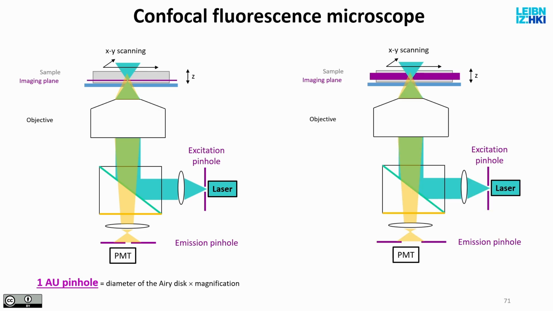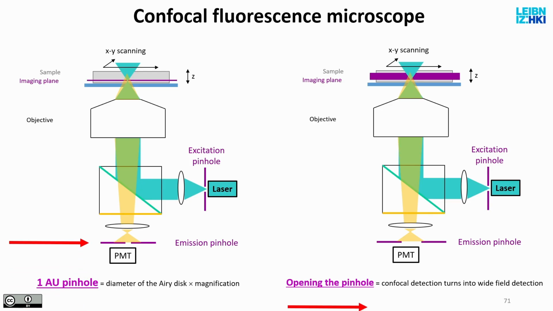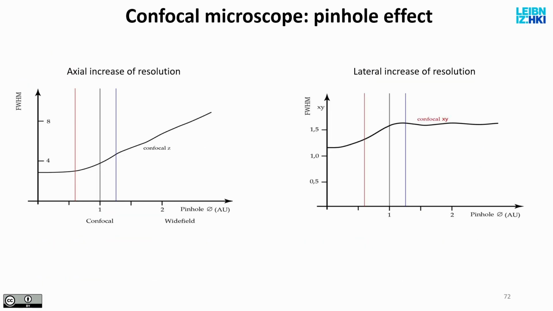Now, if you open your pinhole to 3, 4, 5, 10 airy units, what you will end up with is simply a wide field microscope. So you can use a confocal microscope as wide field, but not the other way around. What is the disadvantage of closing the pinhole? You lose more and more light.